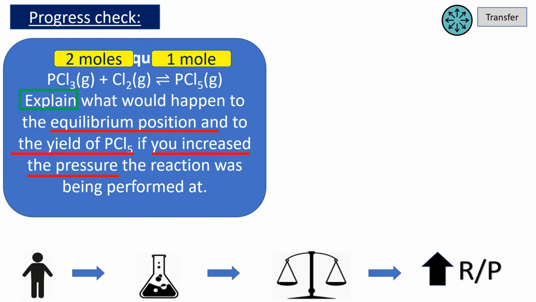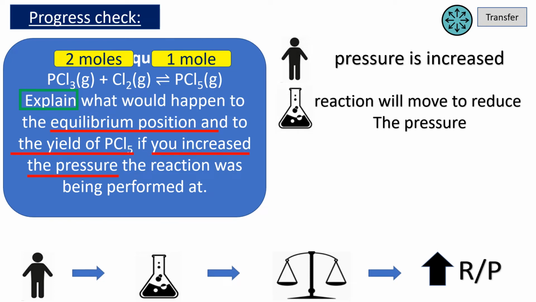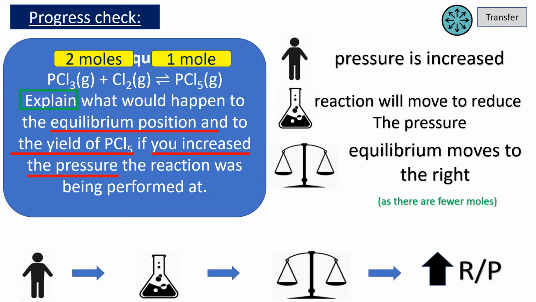Let's use dual coding. What am I doing? Well, the question says I am increasing the pressure. So what will the reaction do? It will decrease the pressure. If it's decreasing the pressure, it wants to go to low pressure, and that's where there's 1 mole rather than 2. So that's again to the right. So equilibrium moves to the right. Give my explanation: there are fewer moles, or there is lower pressure. Both of those would get the mark, and therefore I end up with more product.